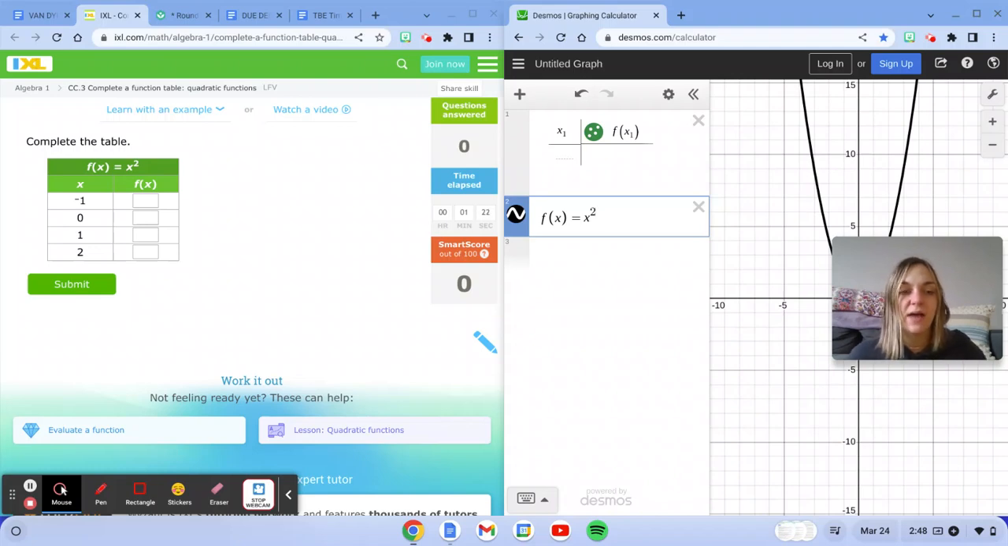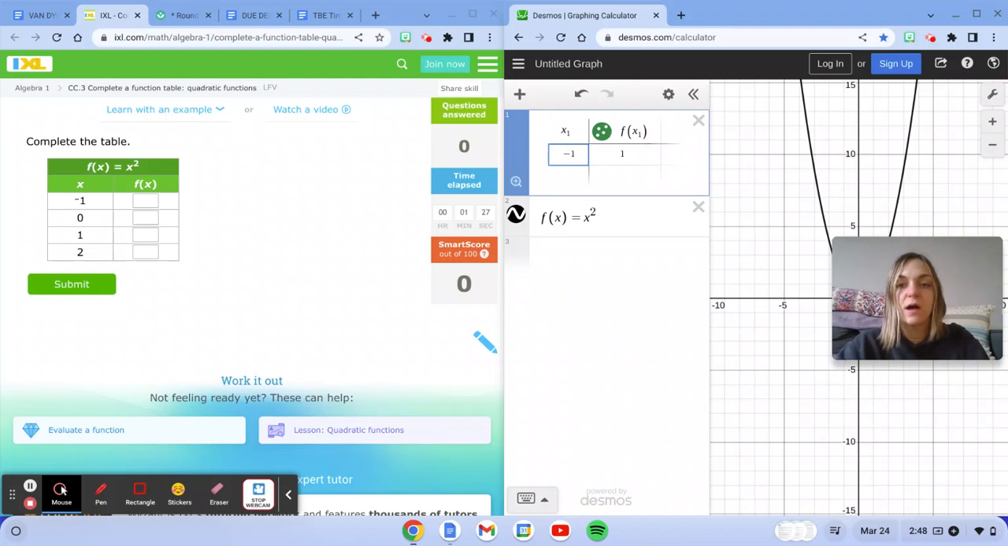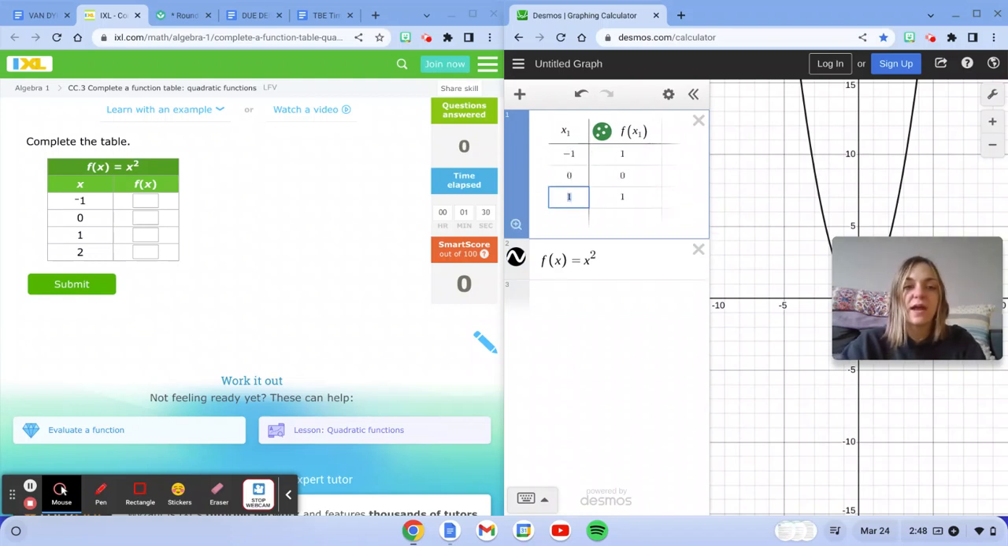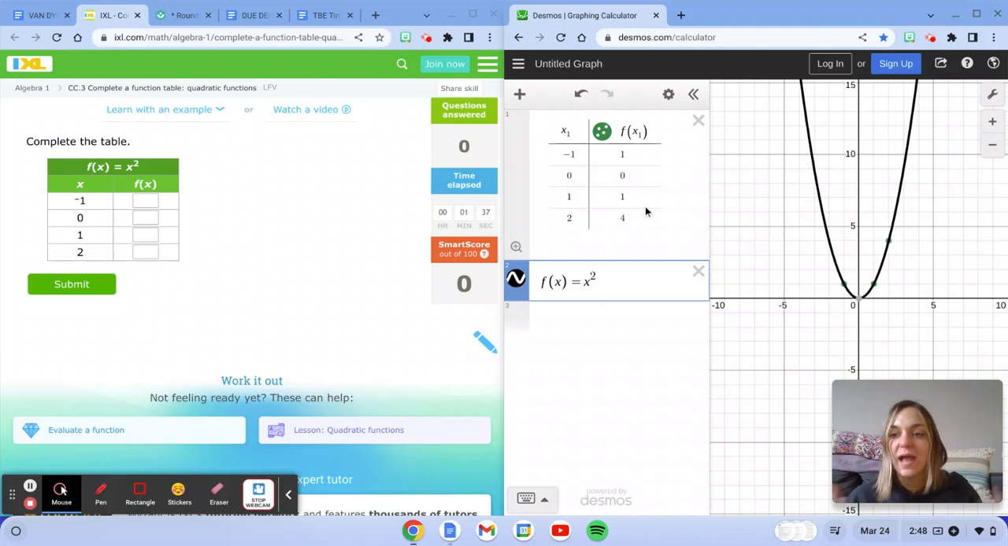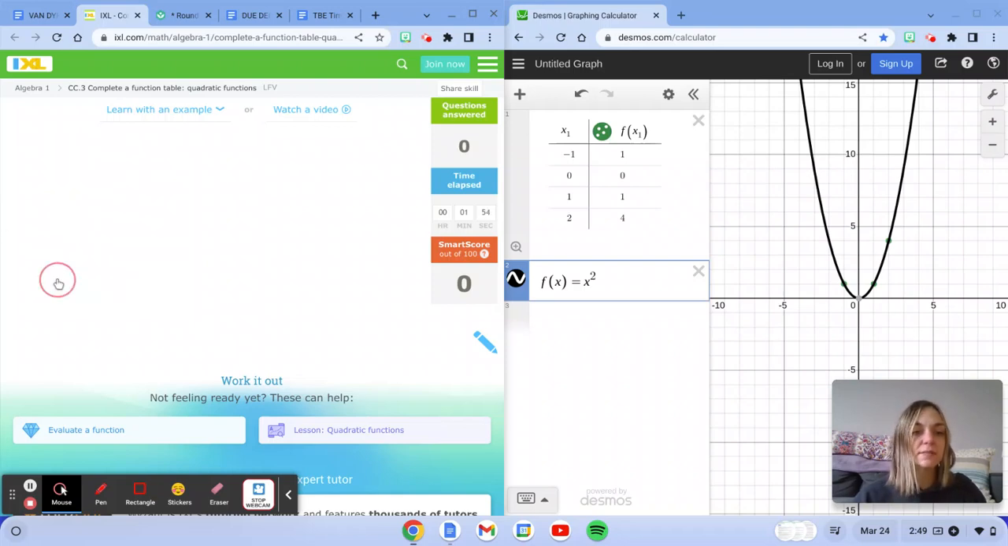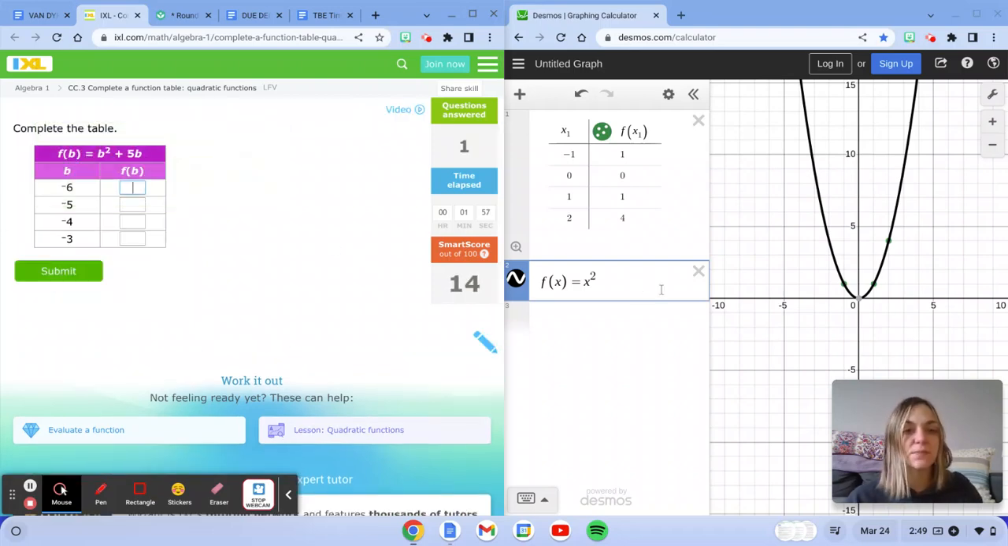And then Math IXL is giving us a variety of different x values. So I see the first one is -1, the second one is 0, and then I have 1, and then I have 2. So what this is saying is when x is all these different numbers, what is the output? What is your y value? So I'm just going to go down and fill in based on my table. When x is -1, y is 1. Next I have 0. Next I have 1. Next I have 4. Easy peasy, lemon squeezy. We love to see it.